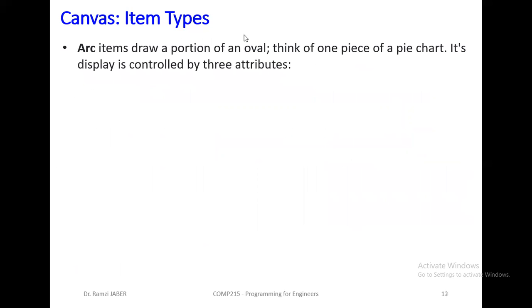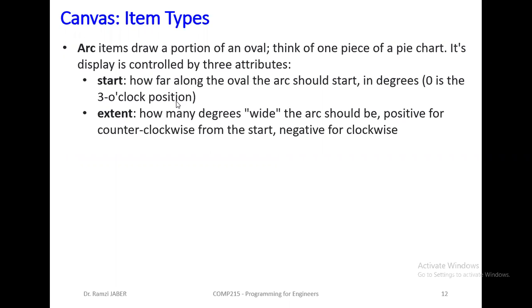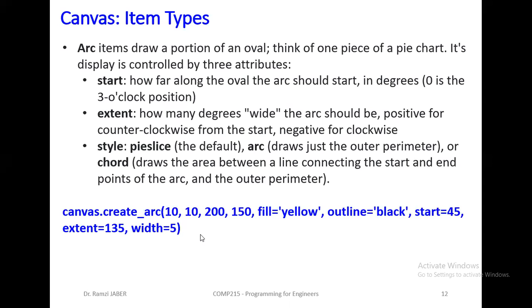Arc. So, arc item draws a portion of an oval. We have two different types of arc. This is the code. It's a part of an oval, similar to oval, but we can start at an angle here and finish at an angle. So it's an oval, but with a starting angle and an extent. Okay, we'll see it in the example.